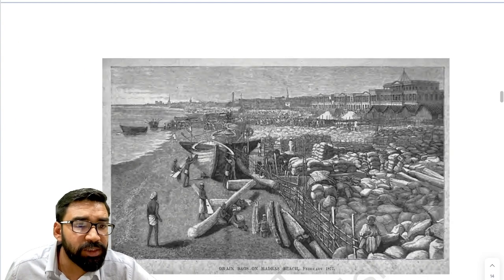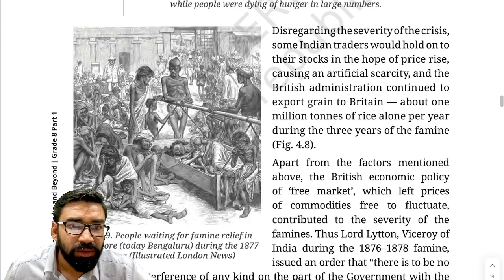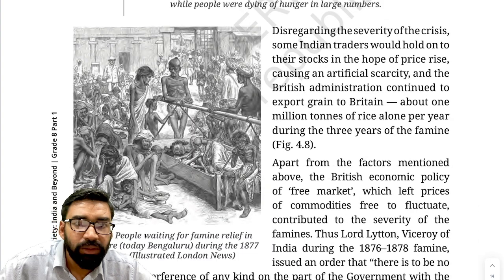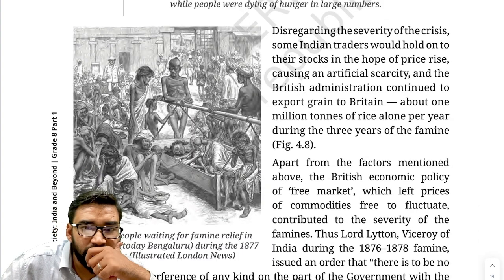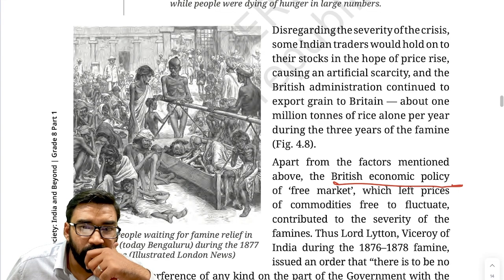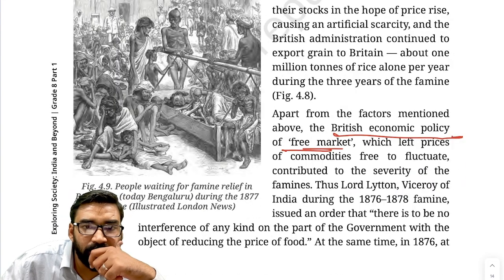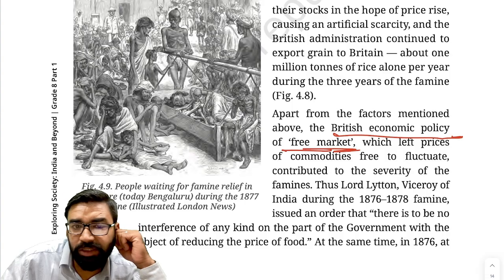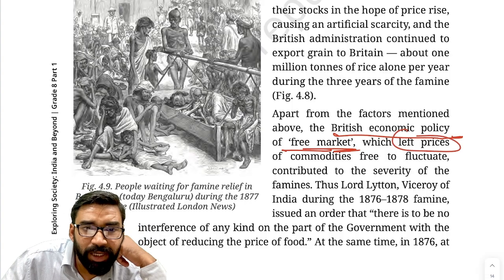First important policy is free market policy that we need to understand. Clear? First important policy, as you can see here, British economic policy, it was free market policy. Free market policy का मतलब क्या है? It actually left prices of commodities free to fluctuate.